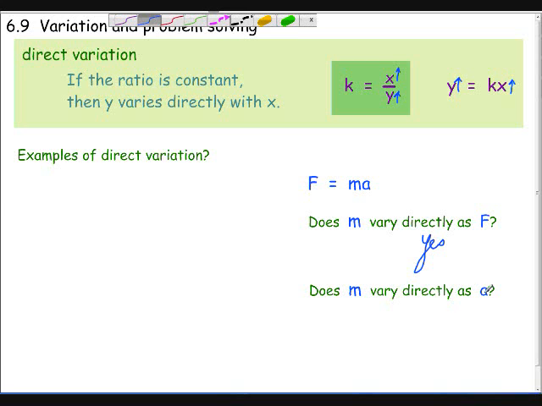Does m vary as a? Well, if this goes up, if we're going to stay true, what has to happen to a? That has to go down. So we'd say no. Otherwise, our equation would not stay true.